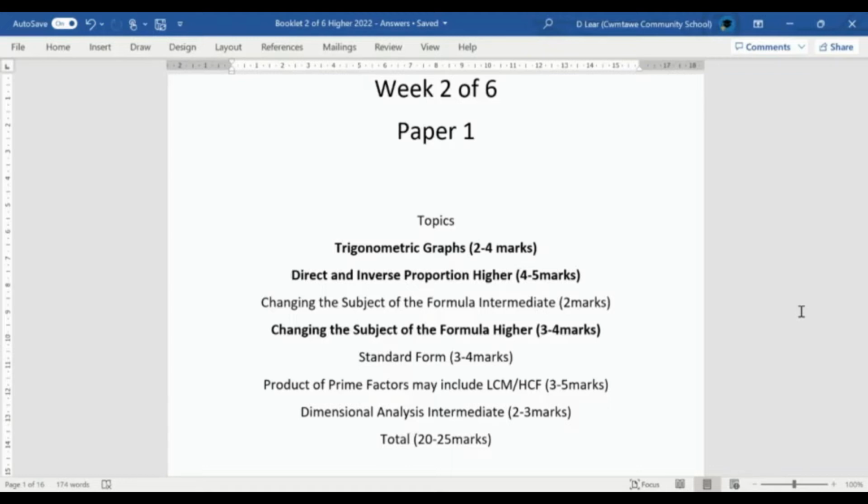I imagine in these questions here, you've got about 20 to 25 marks out of 70. So over 30% of the paper. So enough marks even in here to secure almost a B grade, okay? Right, so let's get on with it.